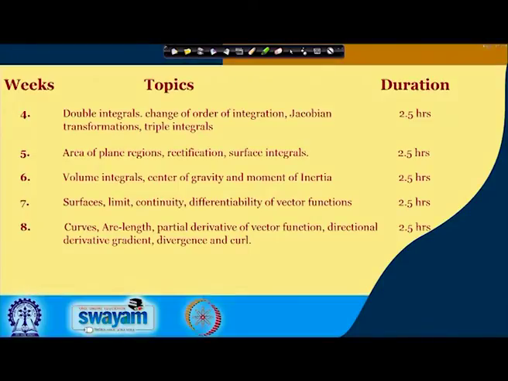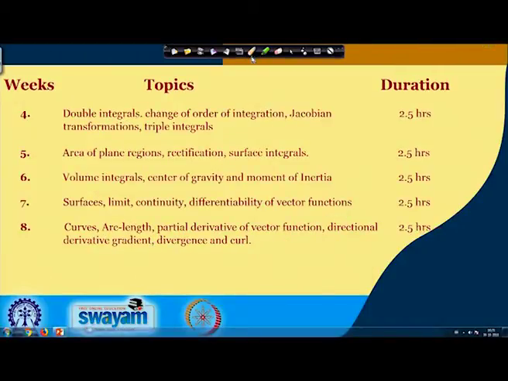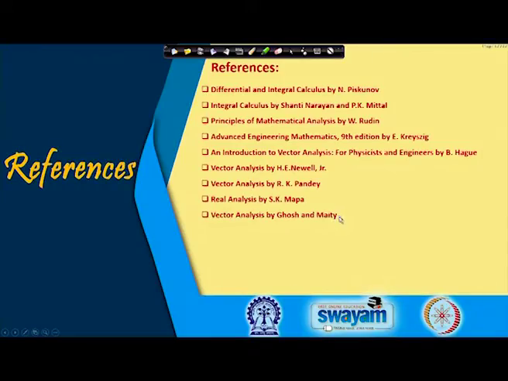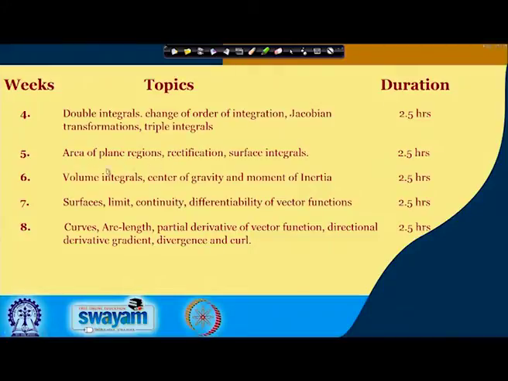So now that we have covered our double and triple integrals, we will go to the application part of integral calculus, where we calculate the area of plane regions, we do some rectification, we calculate surface integrals, volume integrals, things like that. So today we will start with area of plane regions. This is our new topic today, which we start with.